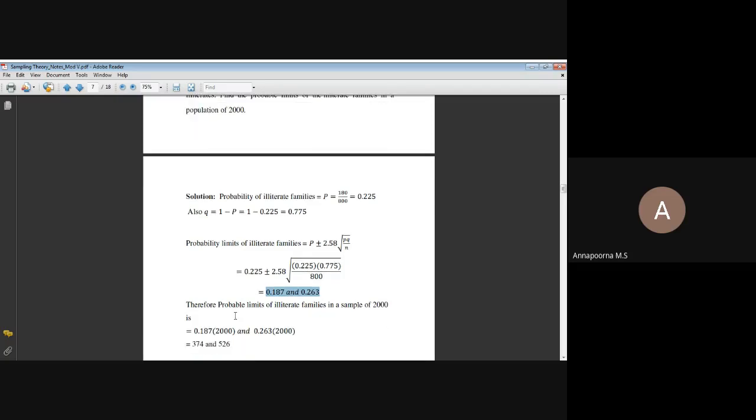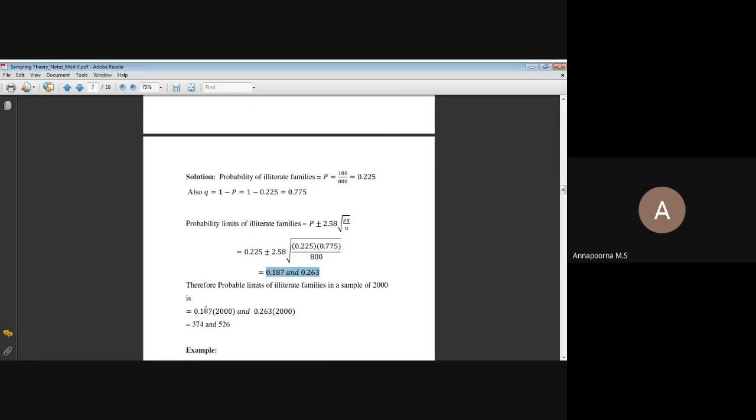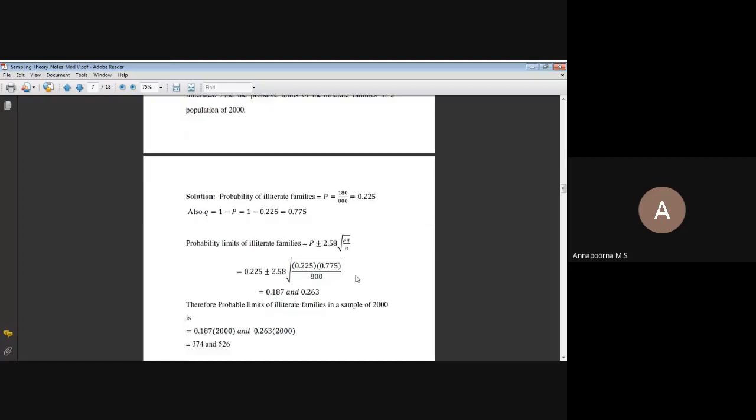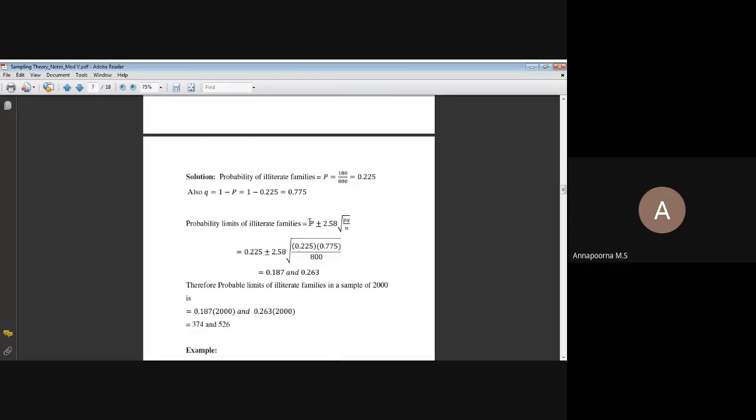So the probable limits of illiterate families in a population of 2000 is given by, see here, you just multiply. These are nothing but the probabilities, and now we are calculating the number. So 0.187 into 2000, similarly 0.263 into 2000. So the probable limits of illiterate families will be from 374 to 526 families. Do you have any doubts in this? We need to apply this expression for finding the probable limits. This formula you need to remember.